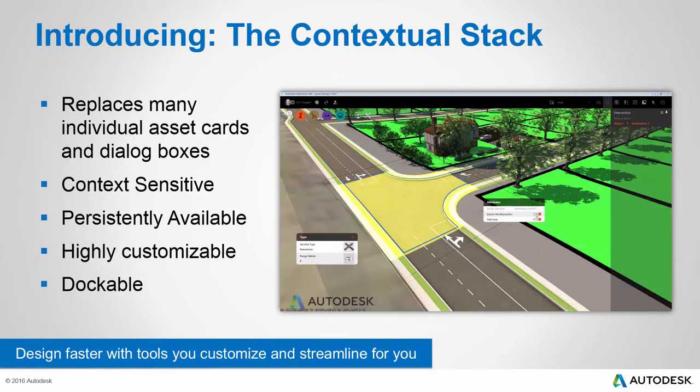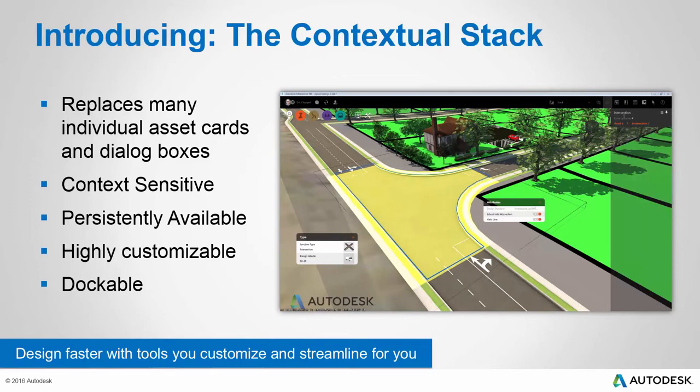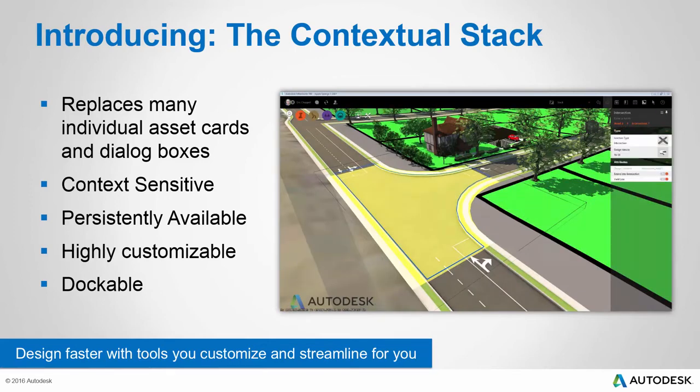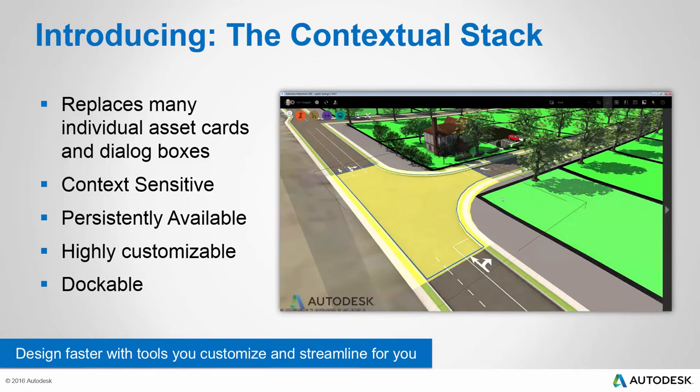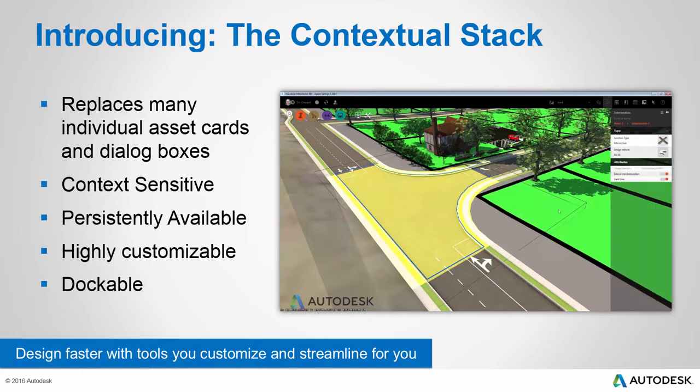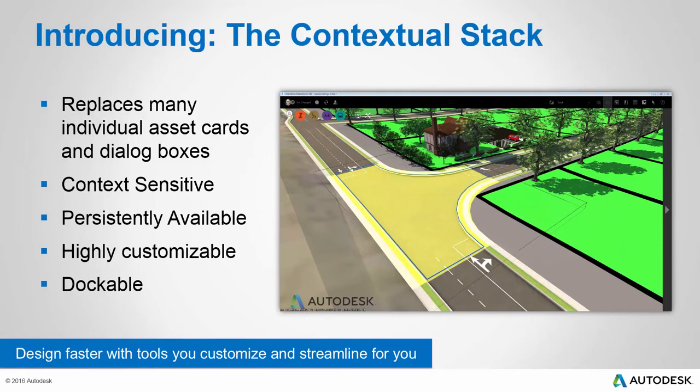The best part about it is it's highly customizable. You can control what properties and groups of properties are visible for specific object types. You can even take the panels and move them out into the model area, making them easier to get to. And finally, it's dockable. You can pin it to the side of your screen. When you move your cursor away from it, it rolls up and out of the way, and when you need it, it pops out. Why is this important? It allows you to design and work faster with a tool that you can customize and streamline just for you.